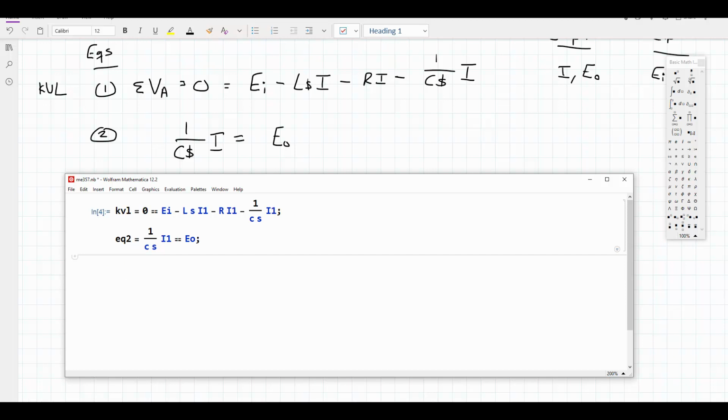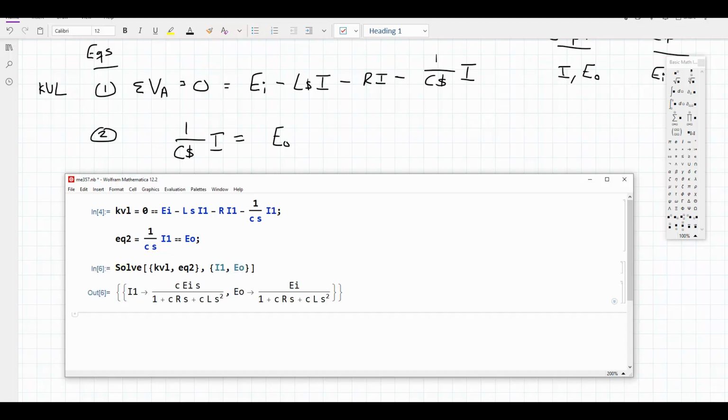All right, we already checked, and we have these two equations, and we have two outputs. So we're going to be able to solve for our two outputs. So solve our KVL equation with our voltage drop, which I'm just going to call EQ2. And the outputs here are I1, again, for the purposes of Mathematica, and E out.